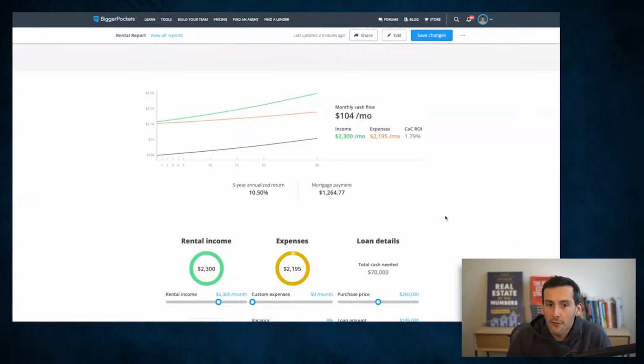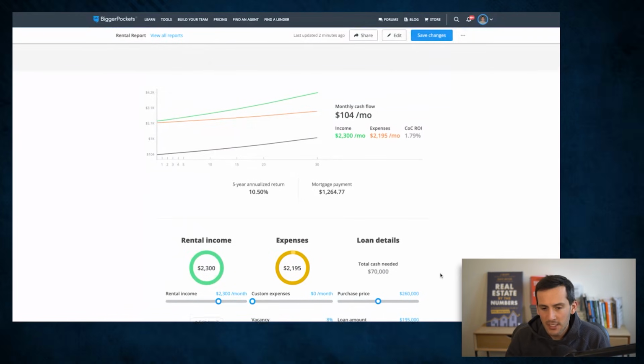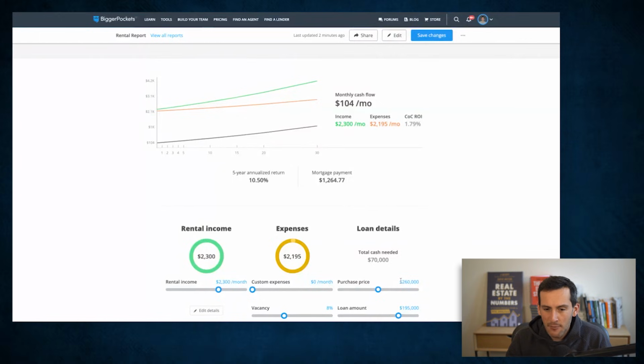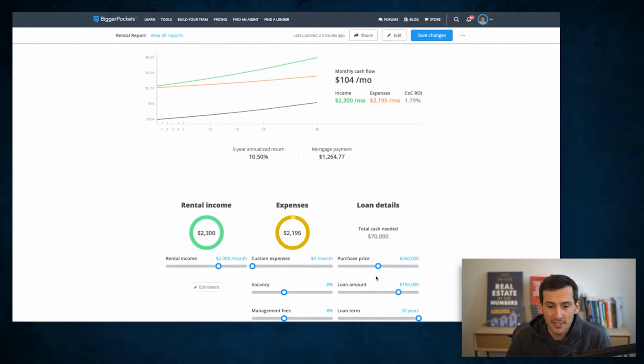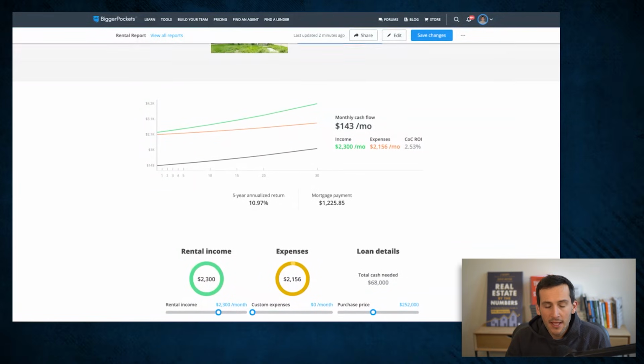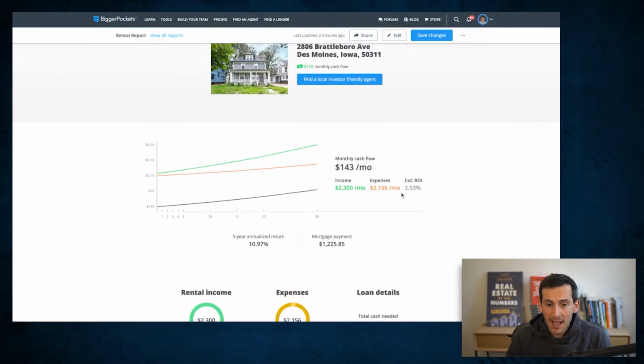What about offering less than asking? We already know that in Des Moines, they're paying about 2 or 3% less than asking price. So what if we, instead of paying $260,000, which is the asking price, we went down to, let's say, $252,000. We took off about 3%. That went to $251, $252 here. Okay. Now we're doing a little bit better. Now our cash on cash return went from 1.8 up to 2.5. So we're more than breaking even.